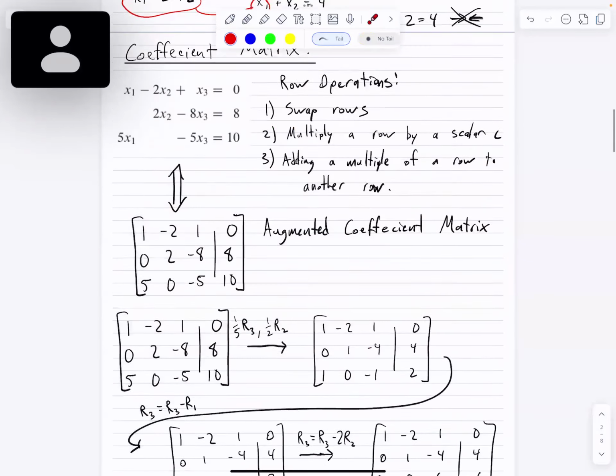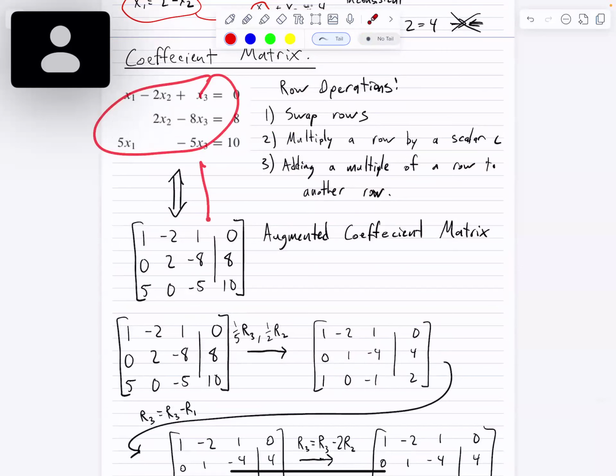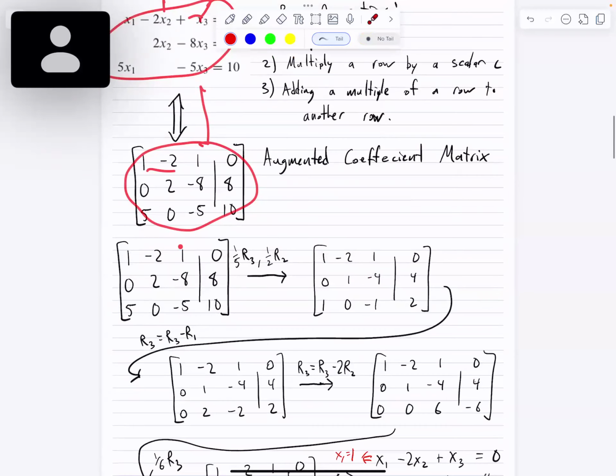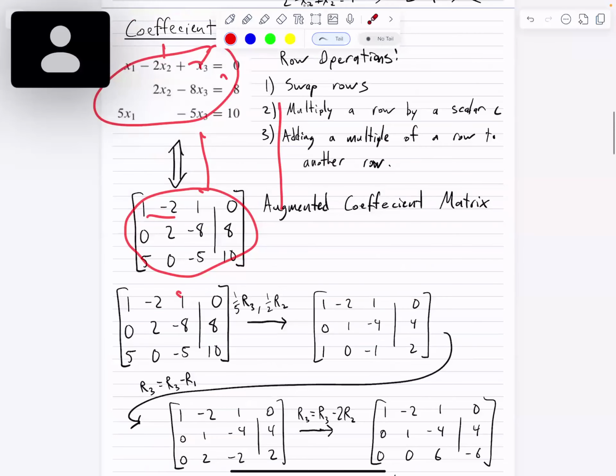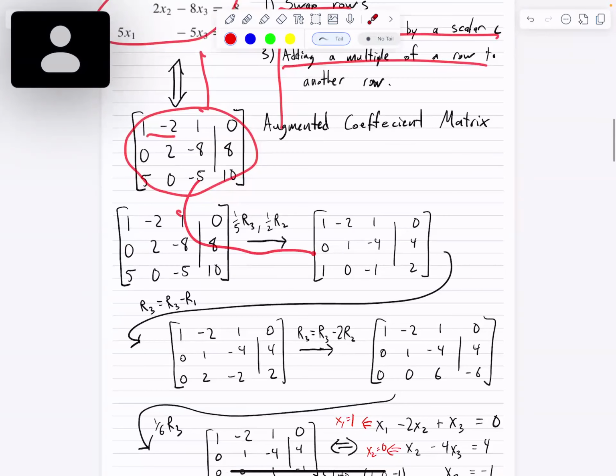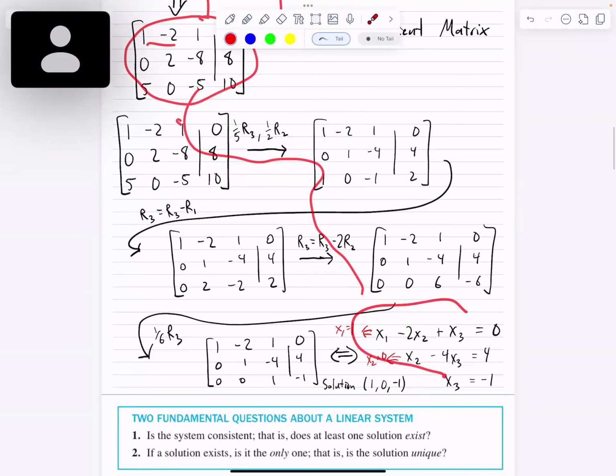And the idea was we took this system, translated it into a matrix to record all the coefficients on it. And then we did these row operations. We didn't really swap rows, but we multiplied a row by a scalar and we added multiples of a row to another to try and reduce it down to a simpler system. And then with that simpler system, we can get the solution.